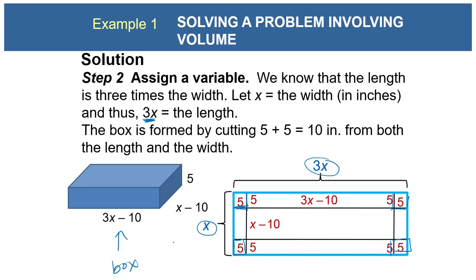Now this box is going to have a length of 3x minus 10. Again, the 10 comes from the 5 plus 5, which we're subtracting because we're taking away those corners. The height is going to be 5 inches tall because we're folding these flaps up. And the width is going to be x minus 10. Again, we're subtracting 5 plus 5, or 10 inches from the width.